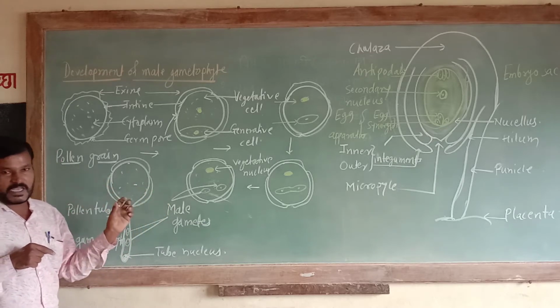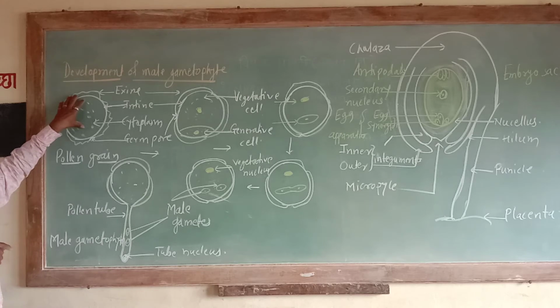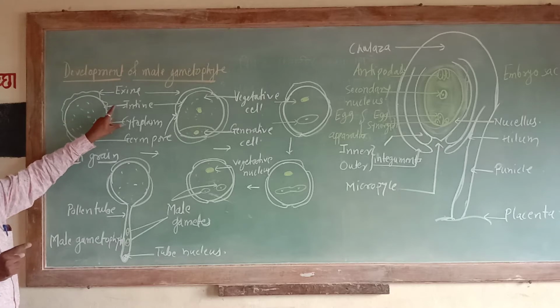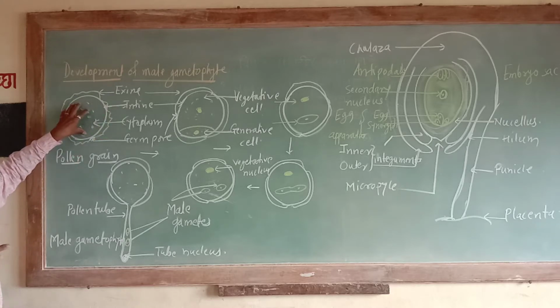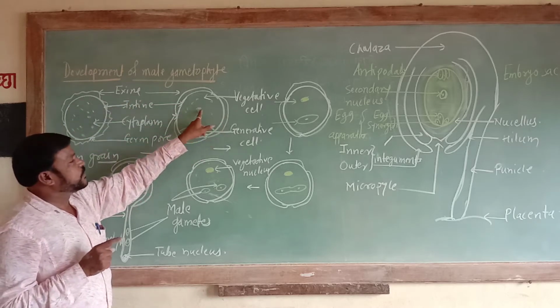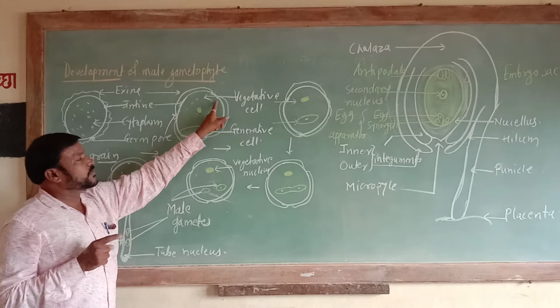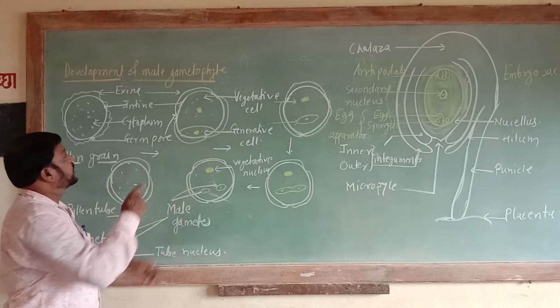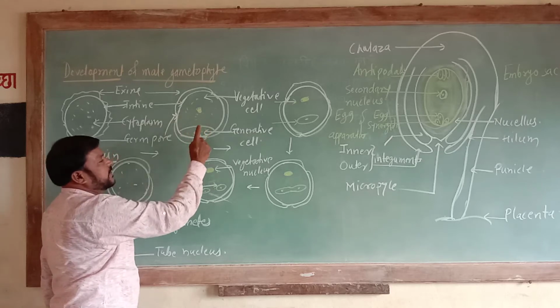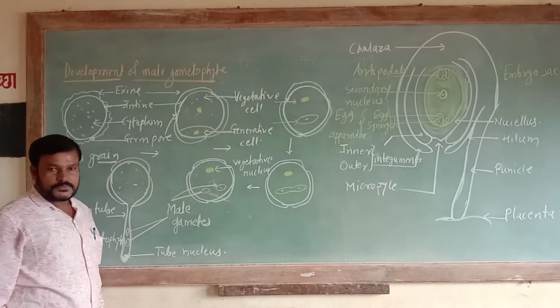I am repeating once again. Pollen grain is the beginning of the male gametophyte. Pollen grain contains exine, intine and a cytoplasm. This pollen grain undergoes two mitotic divisions. First it gives a vegetative cell and a generative cell. And inside there is a vegetative nucleus and a generative nucleus.